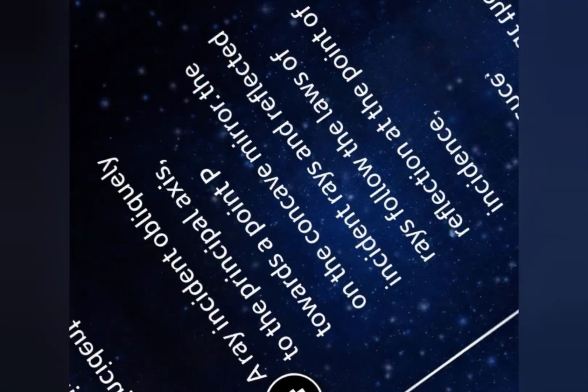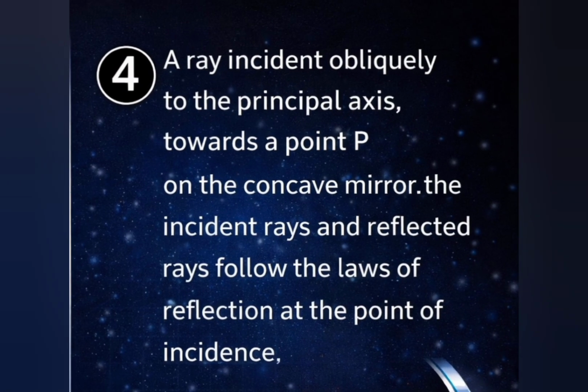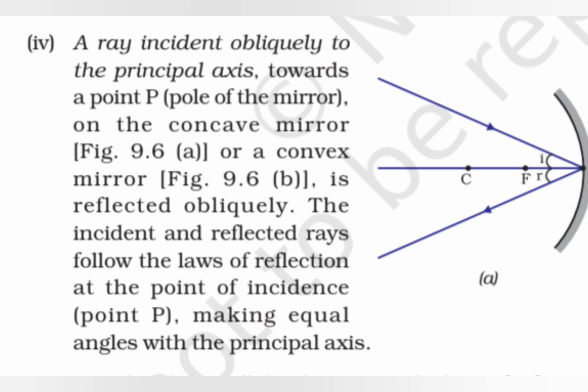Okay, next, fourth rule. When the ray strikes the pole of the mirror, it reflects according to laws of reflection. This means angle of incidence is equal to angle of reflection. While drawing ray diagrams, we usually choose any two convenient rays. The point where the reflected rays meet, that point we consider as the image. Practice these four rules regularly to draw accurate ray diagrams.